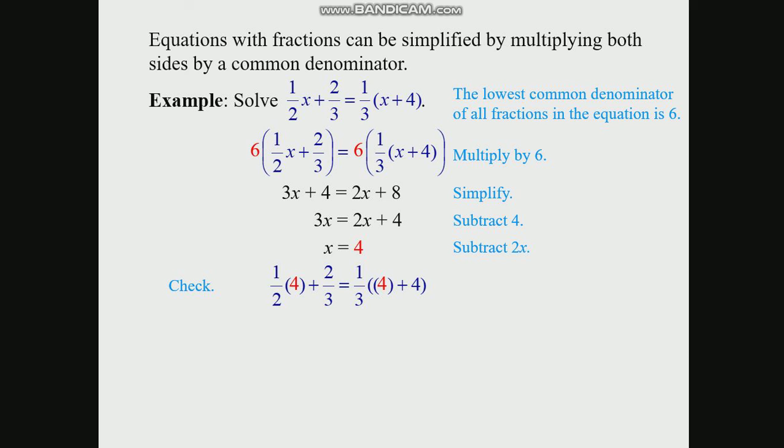And I want to check that. So I'm going to substitute that in. 4 times 1/2 is 2 plus 2/3. 4 plus 4 is 8 times 1/3. And this gives me 8/3 equal 8/3. Now to add a whole number and a fraction, remember we need common denominators again. So 2 is equal to 6 over 3. 6 plus 2 is 8. That's how I get the 8/3.